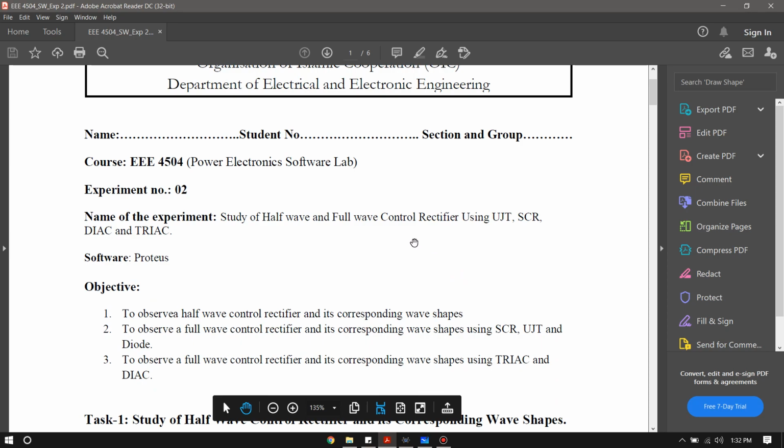For today's lab, the objectives are firstly to observe a half wave control rectifier and its corresponding wave shapes. For that we're going to be using an SCR. Next, we're going to observe a full wave control rectifier and the corresponding wave shapes using SCR, UJT, and diode. And lastly, we're going to be observing a full wave control rectifier and its corresponding wave shapes using TRIAC and DIAC.